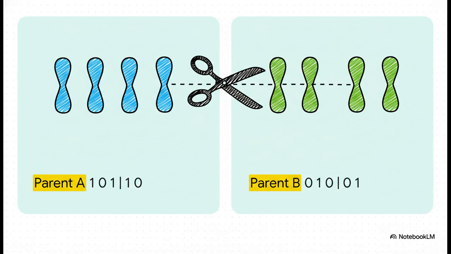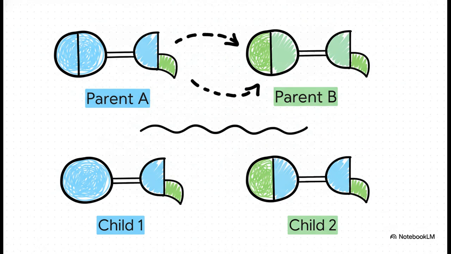So once we have our two fittest parents, they get to reproduce through something called crossover. And it's actually really simple and elegant. The algorithm just picks a random spot on both of their data strings, and then it just swaps the ends. So the beginning of parent A gets stuck with the end of parent B, and vice versa. And just like that, you have two brand new children that are a mix of their successful parents' traits. This is the main way good ideas get combined.